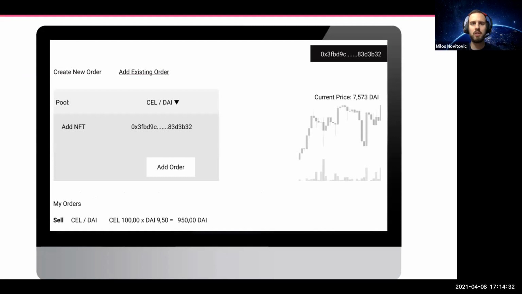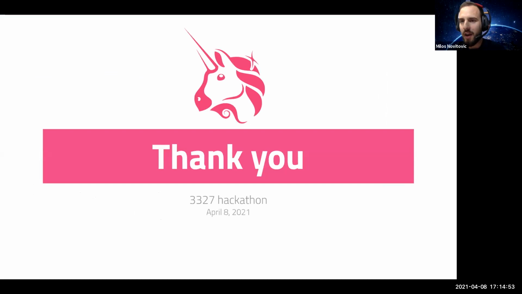So how it can look, it can be another part of our UI. The user can choose to add an existing order. He has to choose the pool, and he has to add the NFT that he received from Uniswap. Once he does that, a new order will be set, and our bot will keep watching it. So that will be everything for us. And yeah, it's time for the questions. And thank you, Ratko and Filip, once again.